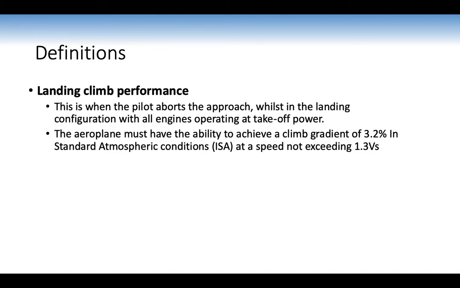But our aeroplane achieves well beyond that speed in the go-around. And this is in CAO 20.7.4, paragraph 9.1, so it's a legal requirement. And the 3.2% over here means that the aeroplane must be able to climb 3.2 feet per 100 feet it travels.